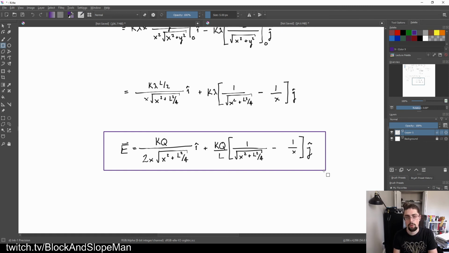If they tell you it's 4 meters away, if they tell you it's 4 centimeters away, if they tell you it's 4 kilometers away, you can plug in for any x. If they tell you the rod is this long or this long, you can plug in for any L. And that's kind of a really neat feature of these things.